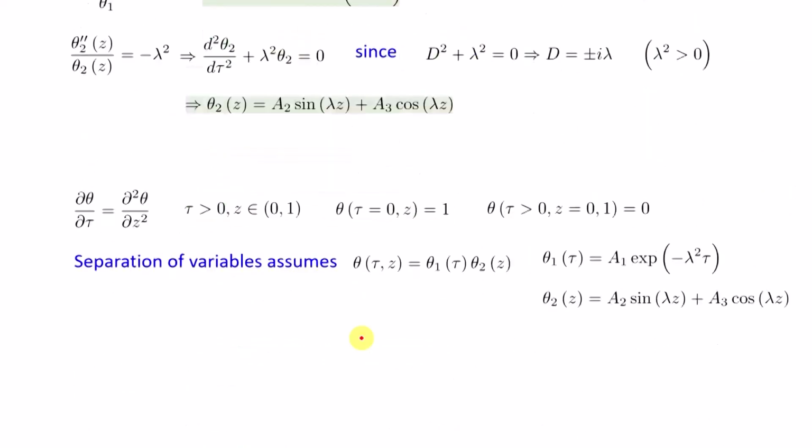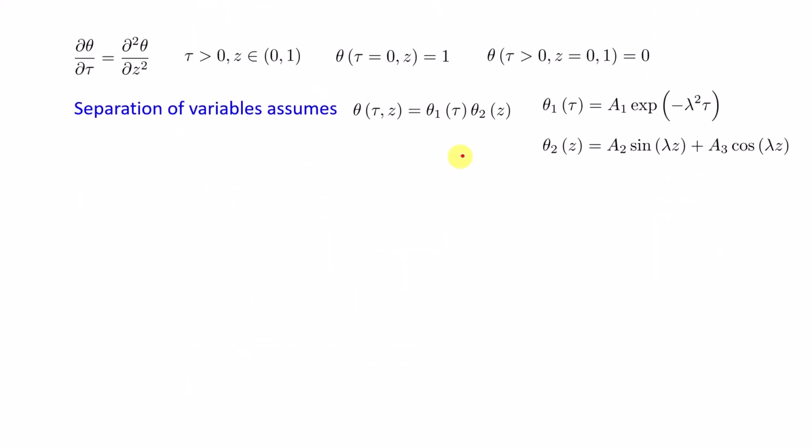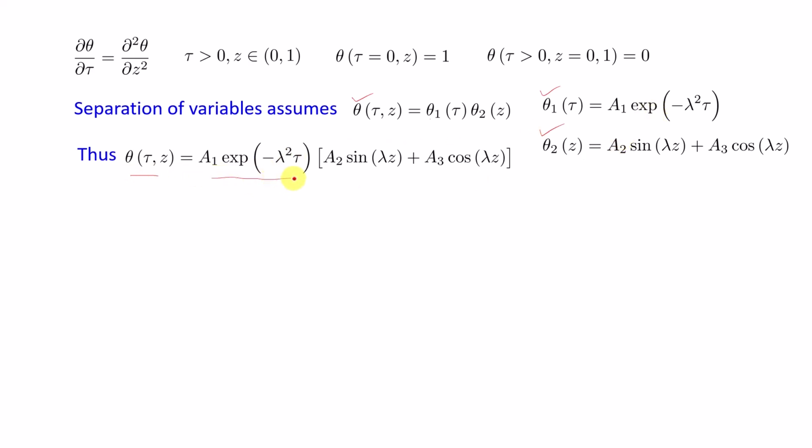All right, so let's move forward. So now we have our separation of variable theta, which is a product of theta 1 and theta 2. We have derived theta 1 and theta 2 here. So all we have to do now is just multiply and find the constants, and it's as simple as that. If I multiply, then I have this theta, and I take this a1 exponential lambda square tau multiplied by this theta 2, that is sine plus cos.